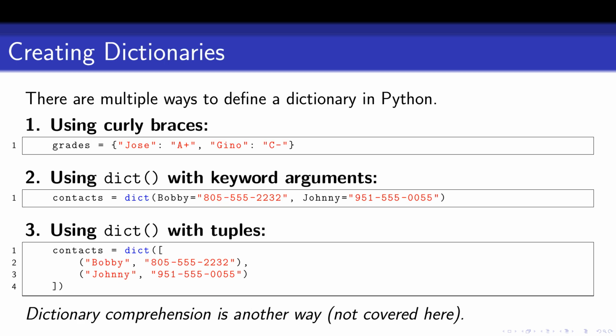There are several ways to create dictionaries in Python, each suited to a different situation. The most common is using curly braces with key-value pairs, like Jose: A+ and Gino: C-. You can also use the dict constructor with keyword arguments, such as dict(Bobby=55552232), or pass in a list of tuples to dict for more dynamic creation.